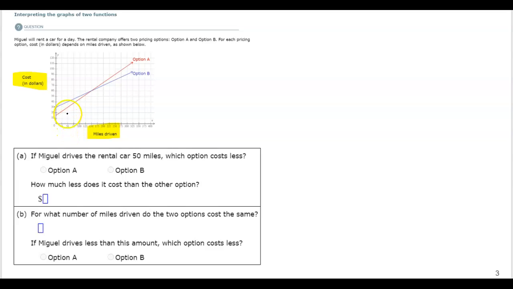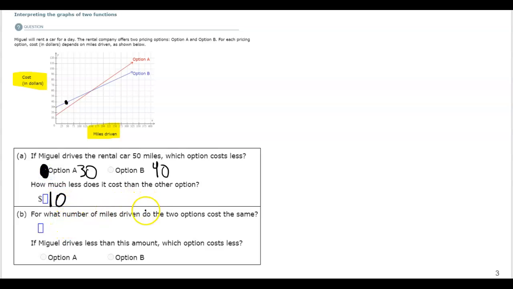So look at my 50 miles. I see that it crossed here and here. So option B would be $40 if I go over to cost. Option A would be 30. So what is the price difference? The price difference is $10, and option A would be the cheaper option.